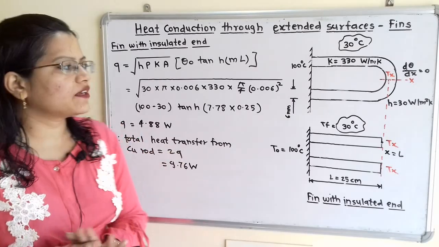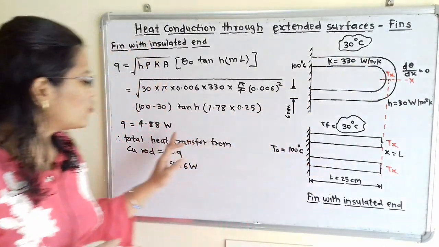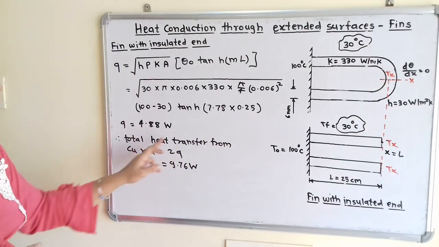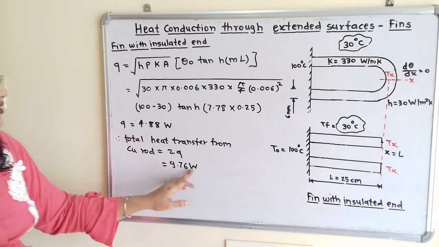But we have to find out the total heat transfer from this copper rod. So this Q multiplied by 2 will give us the total heat transfer from this rod, that is 9.76 watt.